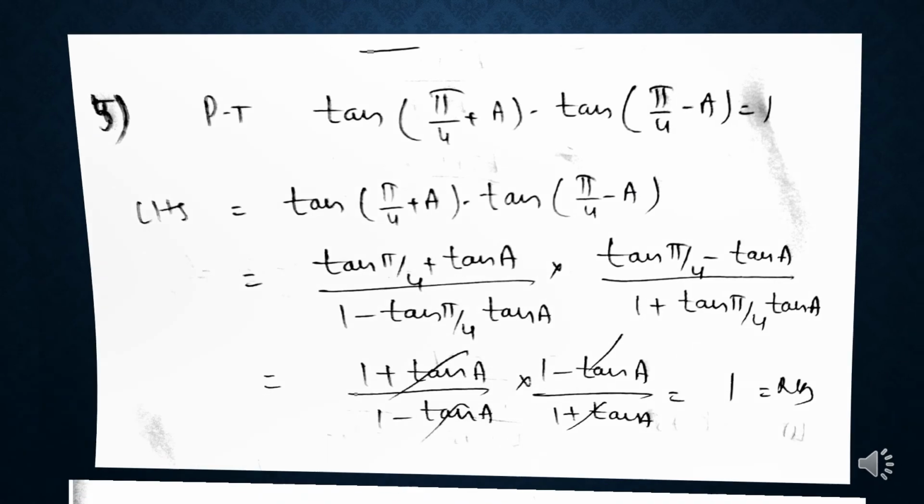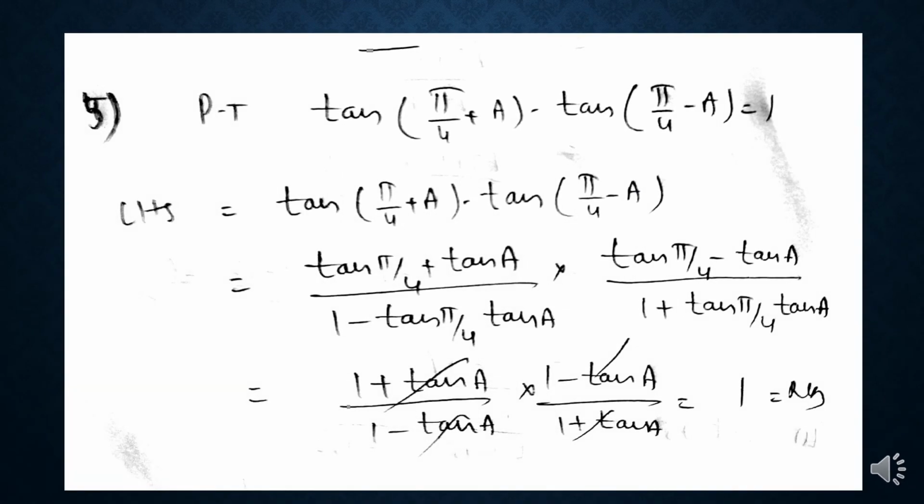Next problem. Tan of pi by 4 plus a into tan of pi by 4 minus a is equal to 1. To prove this, take the LHS: tan of pi by 4 plus a into tan of pi by 4 minus a. The first function is in the form of tan of a plus b, where a is equal to pi by 4 and b is equal to a. What is tan of a plus b? Tan of a plus b is equal to tan a plus tan b by 1 minus tan a tan b.